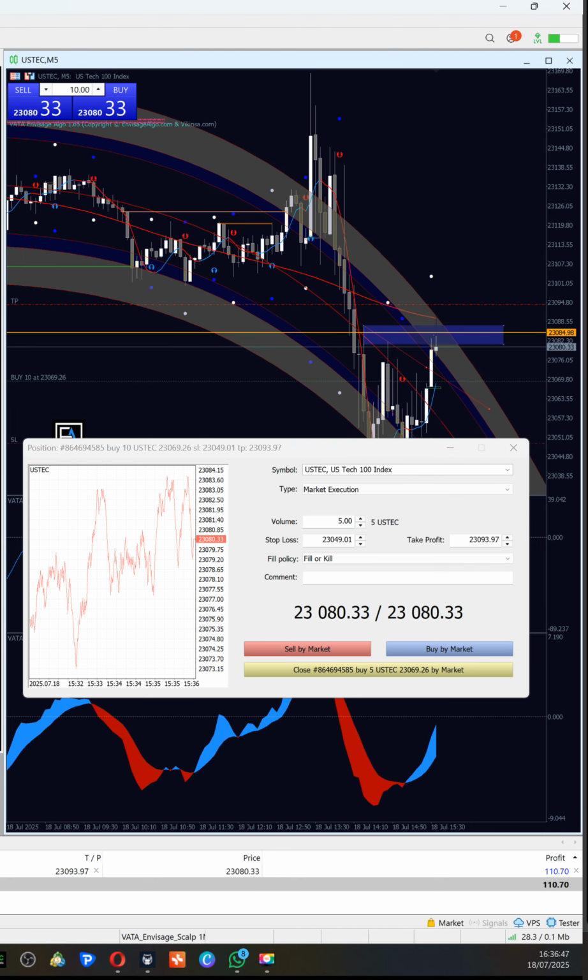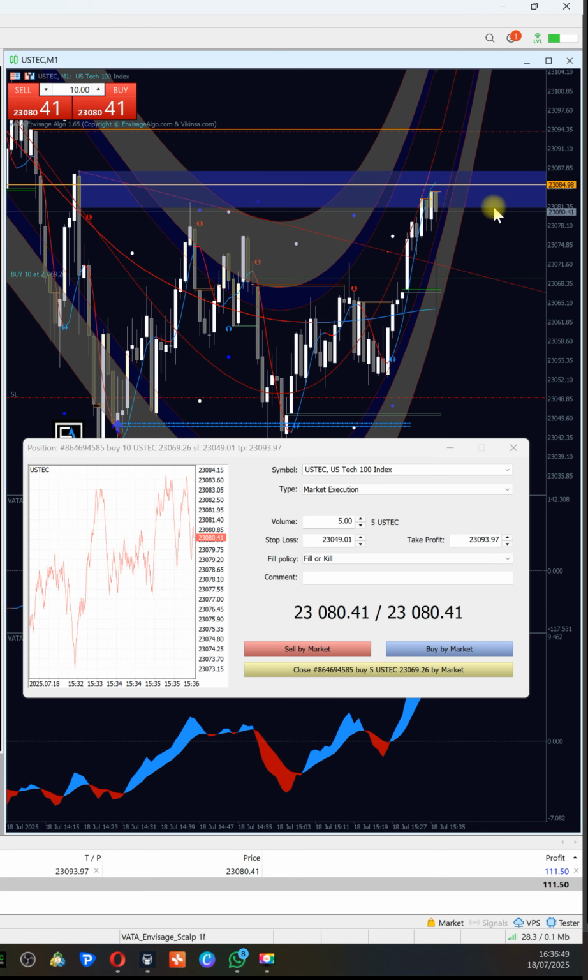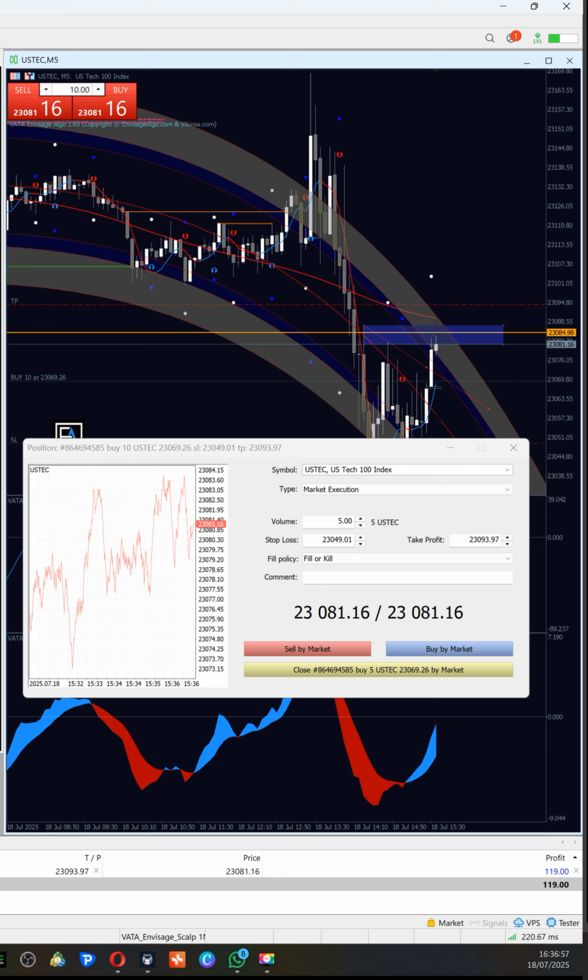Still struggling here because, you remember what I said on M1 time frame, we have this resistance. So that's why it's still struggling. It can still come down, and if it does, we'll have to accept that. That's fine. We'll just wait.